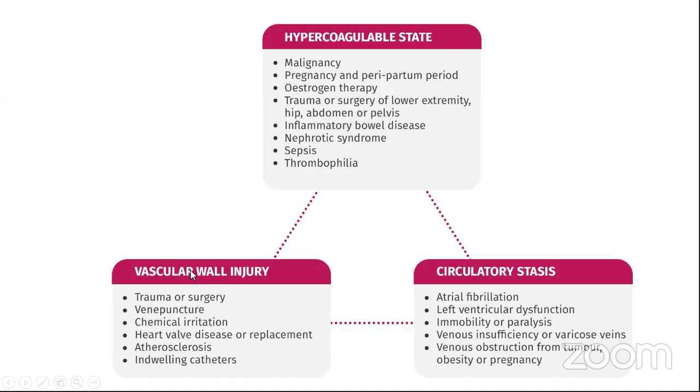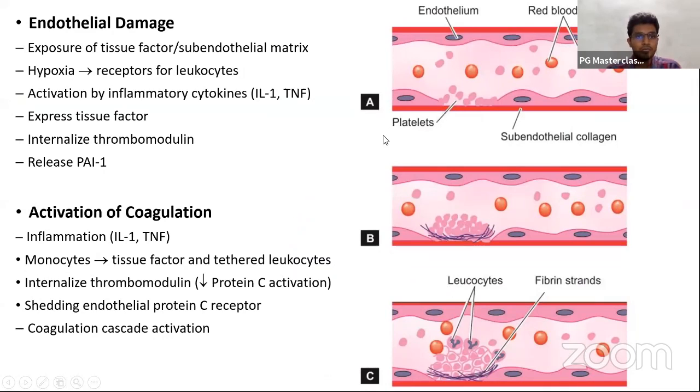Okay. Coming to vascular wall injury: patients who have undergone trauma or surgery, venipuncture, chemical irritation, heart valve disease or replacement therapies, atherosclerosis and indwelling catheters. Factors which cause circulatory stasis include atrial fibrillation, left ventricular dysfunction, immobility or paralysis of the patient, venous insufficiency or varicose veins, venous obstruction from tumor, obesity or pregnancy. A brief discussion about the pathogenesis.